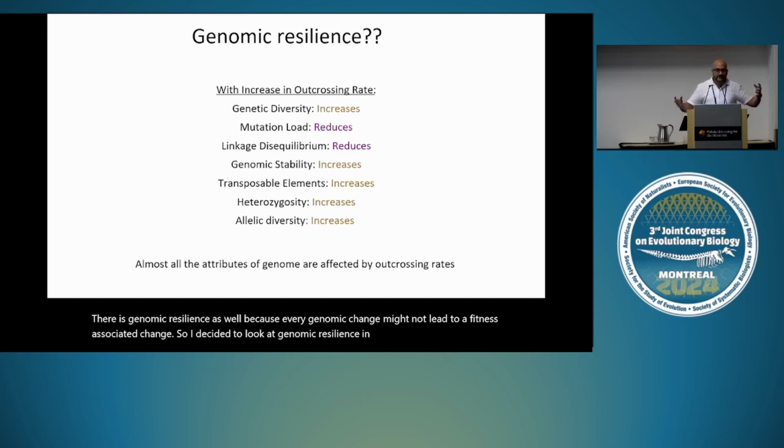To put more context to this question, with a change in male frequencies, the outcrossing rates also change. And we know that with a change in outcrossing rate, almost every attribute of the genome changes. There is an increase in genetic diversity, there is a reduction in mutation load, there is an increase in genomic stability, and the list goes on. And since I was working with mutations, I decided to look at the mutation load after they recovered from the mutagenic abuse, and how much of the mutations were retained in their genome.